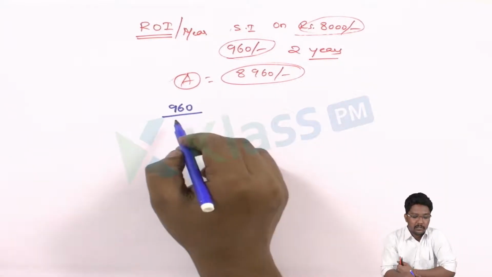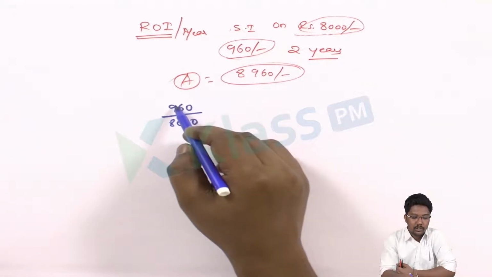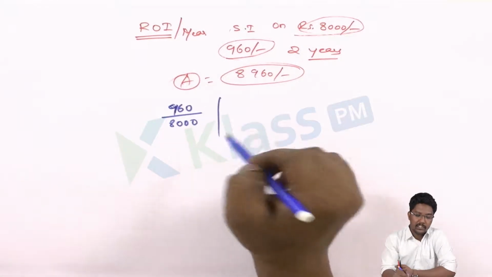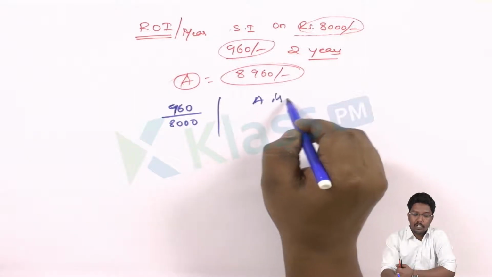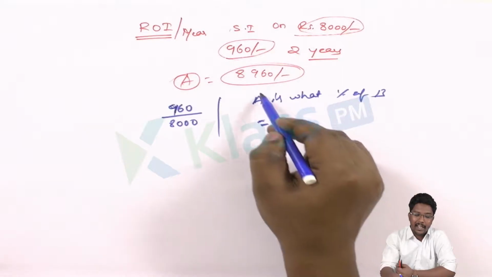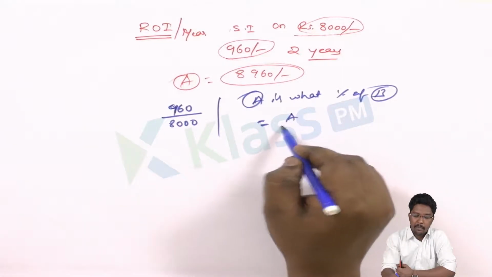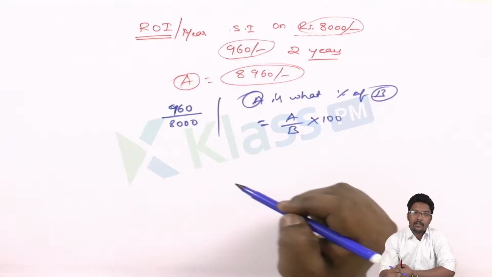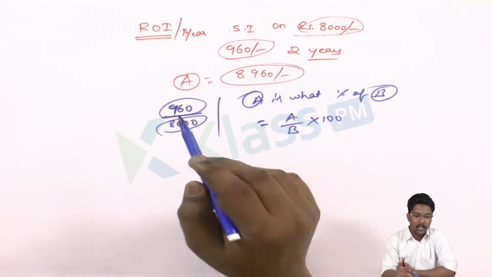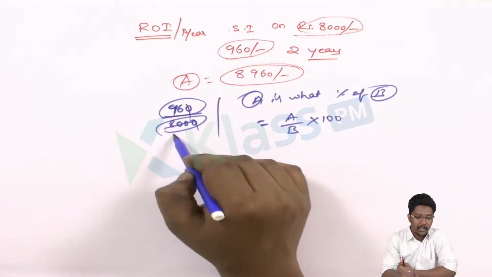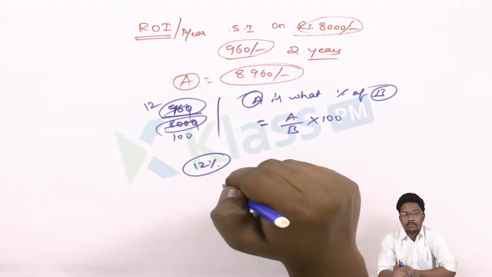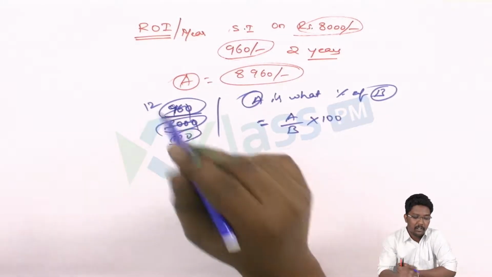Calculate 960 is how much percentage. So, 960 is what percentage of 8000 rupees? Already we discussed percentage. A is what percentage of B? For this type of problem, we are comparing A with B. So, A by B into 100. Like this, 960 is what percentage of 8000? Okay, I am calculating. How much? 8 100s are 800, 12 8s are 96. So, 12% per annum. That's it. 12%. So, for 100, 12%.